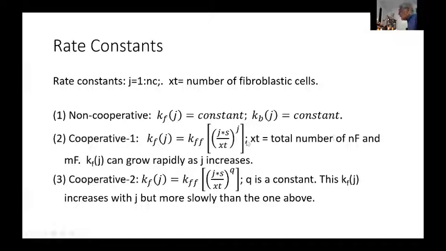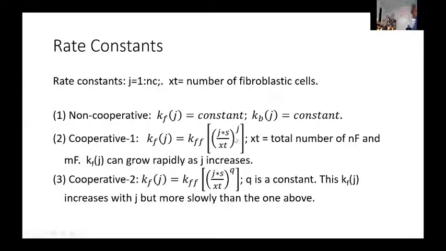So here we have the cluster size J times a parameter S, which is the strength of the contractile interaction of the myofibroblasts in the cluster with the extracellular matrix, and then a general rate constant, K sub FF, which is right here. XT is just the total number of fibroblasts. And what you see is that for this representation of the forward rate constant, Kf of J grows rapidly with J as long as JS over XT is greater than 1.